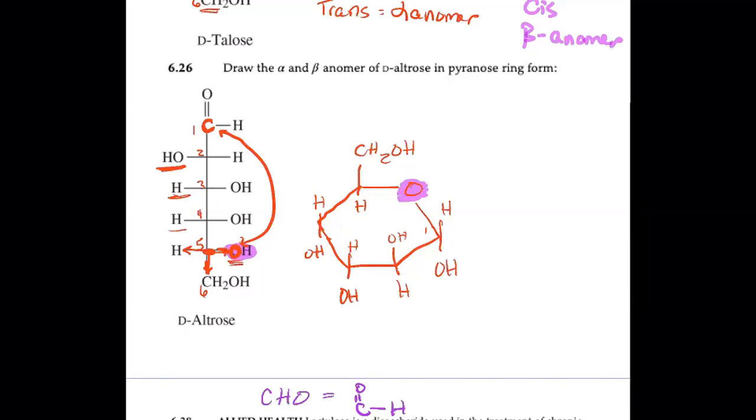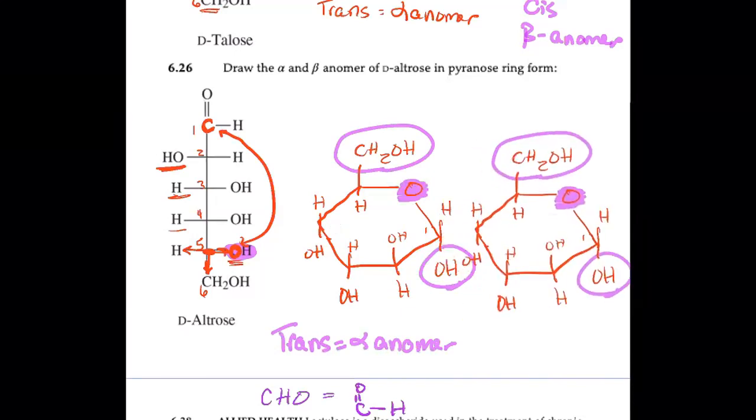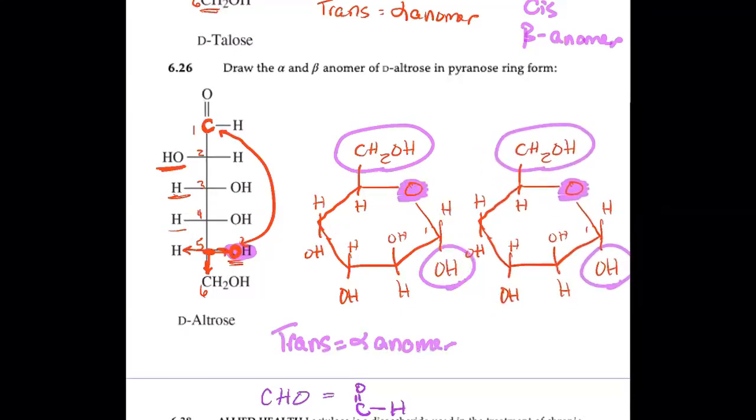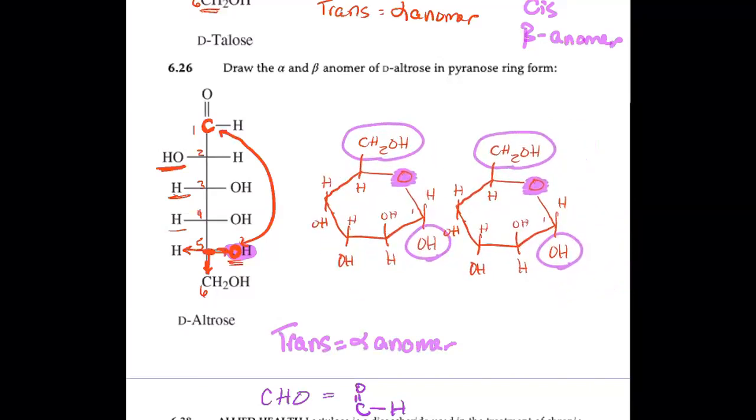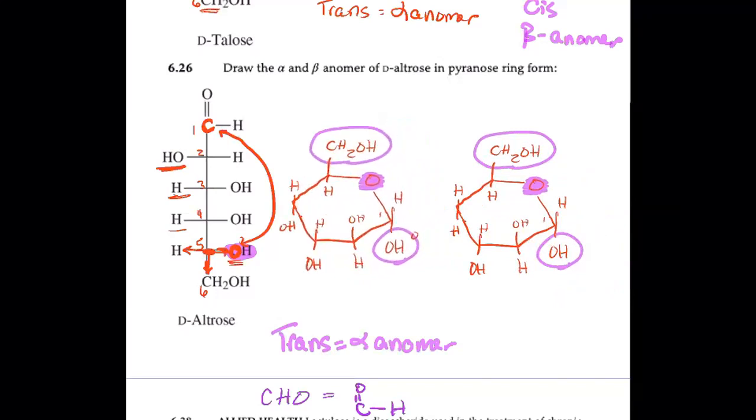So we want to do exactly the same thing. Let's identify: is this the beta anomer or the alpha anomer? Well, we have one on top and we have one on bottom. So this is trans. So this is the alpha anomer. So now what I want to do is copy exactly the same thing. See if it fits. Oh, not quite. Let's try this again. Let's shrink this a little bit. Okay, and then we'll scooch it over. There we go.